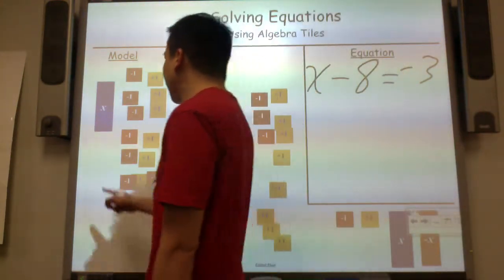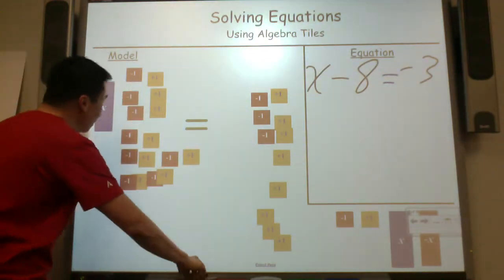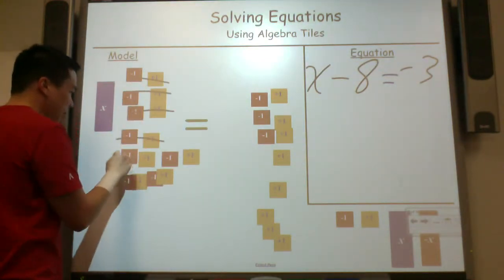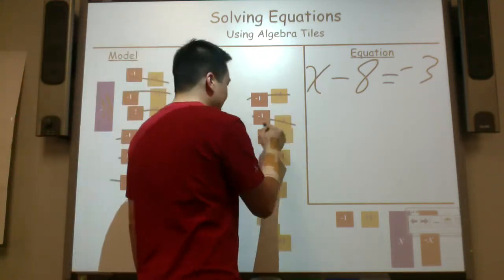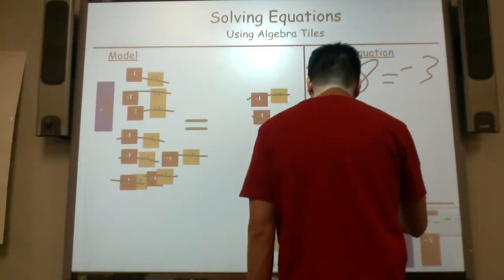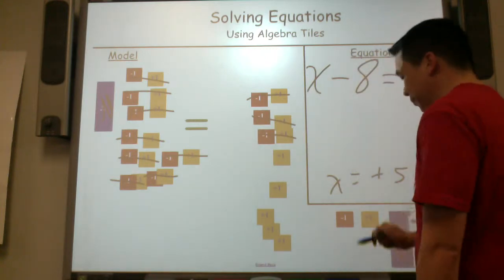What happens when you put a negative and a positive together? They cancel out. Cancel, cancel, cancel. I'm all by myself. Cancel, cancel, cancel. What do we have left? X is equal to positive 5.